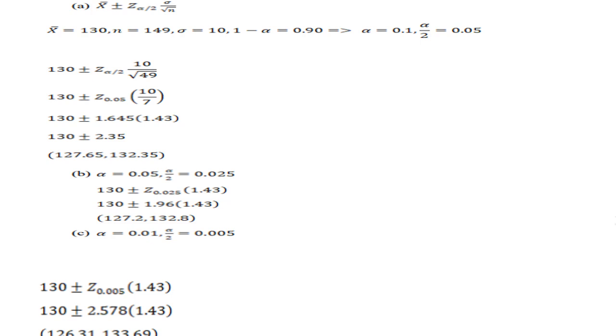That will be 130 plus or minus z 0.025, then 1.43 from our previous, that is 10 over 7.